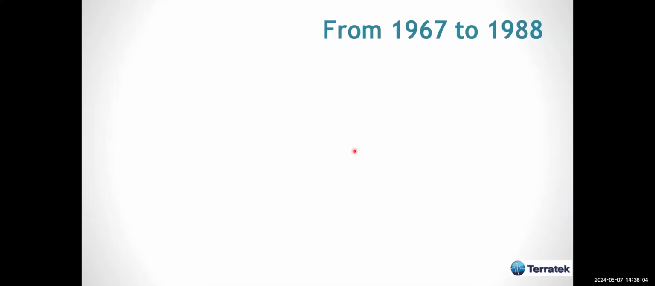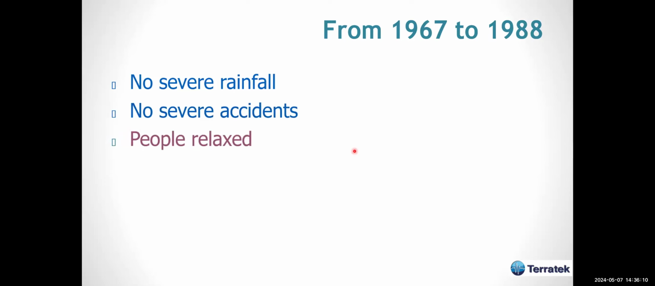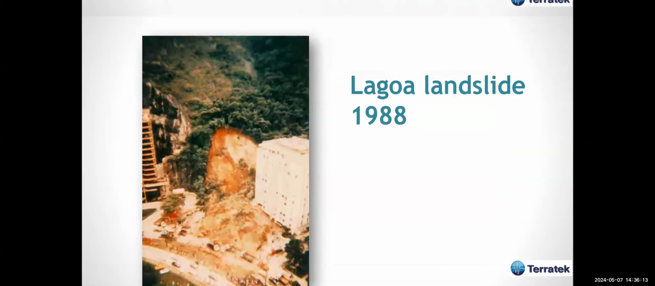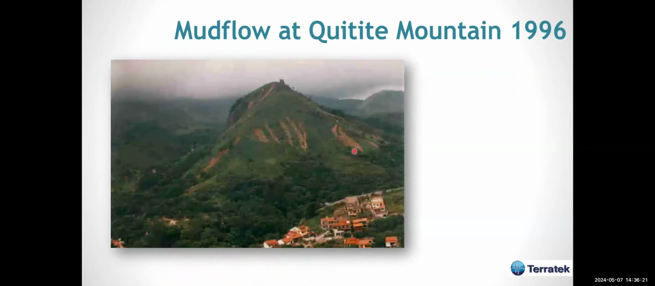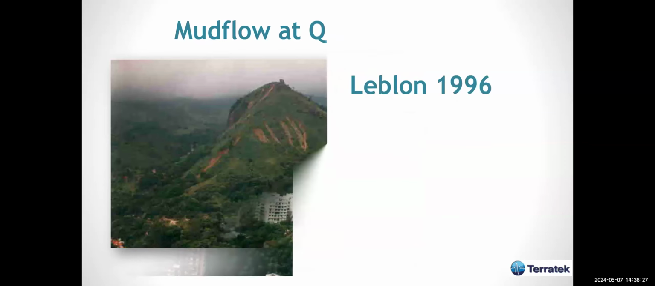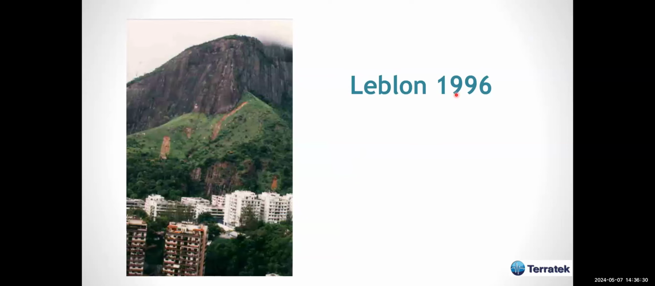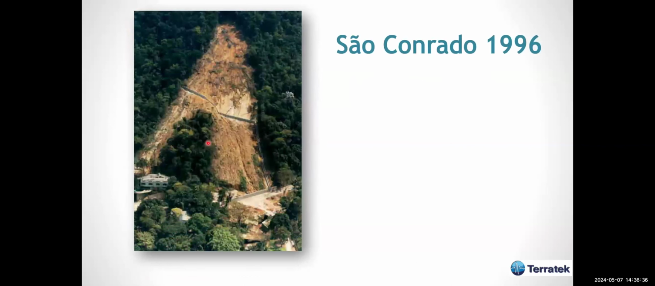And from 1967 to 1988, no severe rainfall, no severe accidents, people relaxed, and then disaster struck again. Now, this was the Lagoa landslide, 1988. Lots of mud flows at the Catete Mountain in 1996. This is one of the most important districts of Rio. Lots of landslides took place here. No casualty, fortunately. And this was close to my home in 1996. It destroyed a friend's house somewhere here.